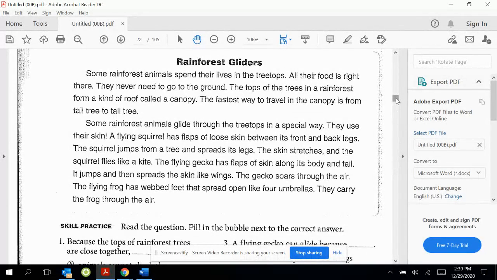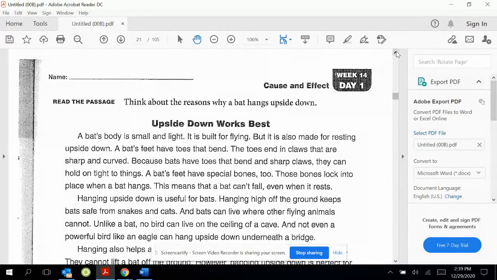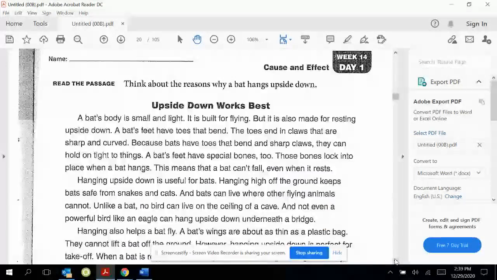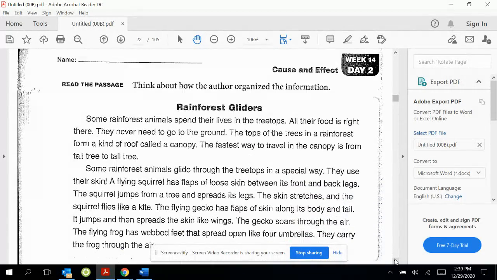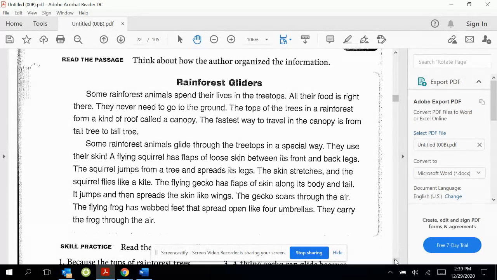Okay, here we go. So, what happens? The animals can get around the forest, right? And why it happens is because they've got flaps of skin that they use to get around.